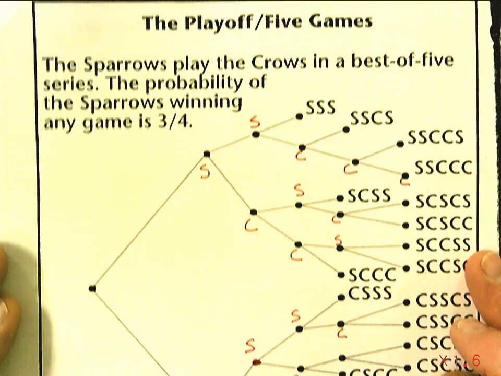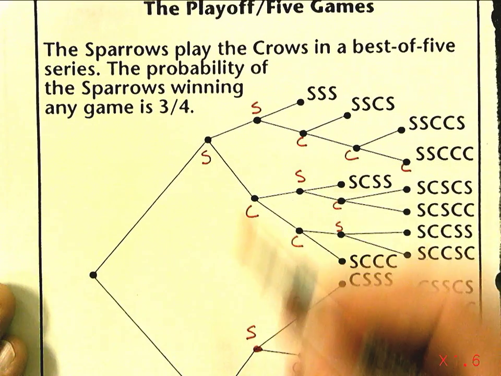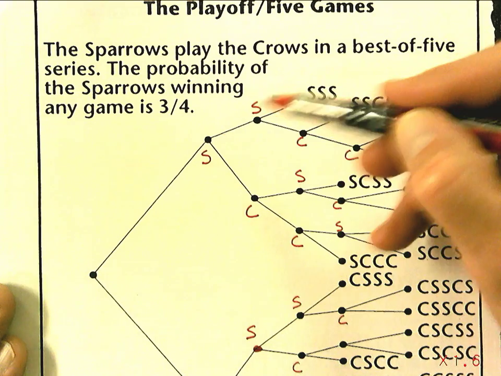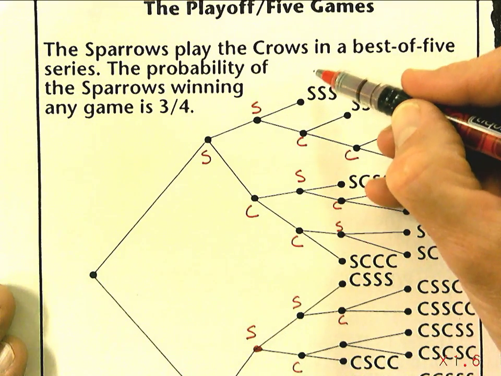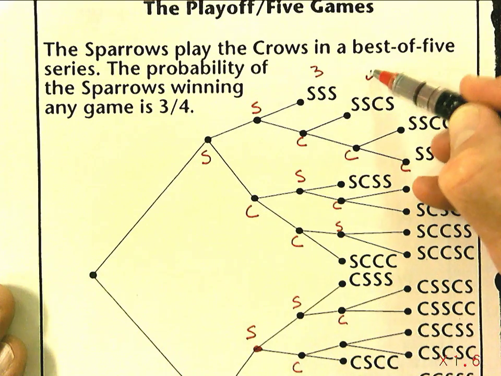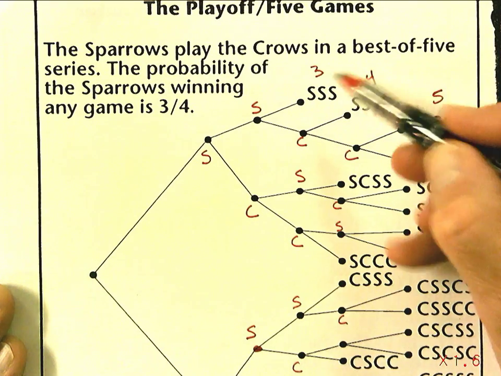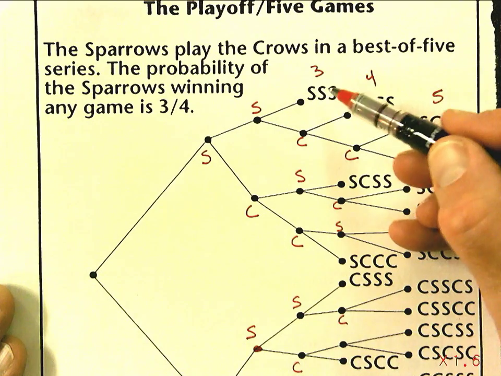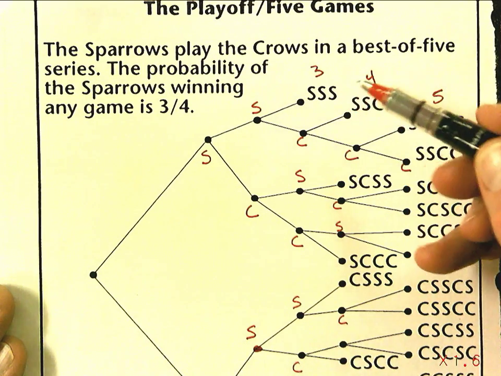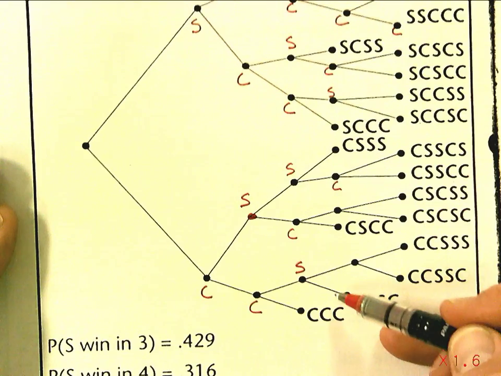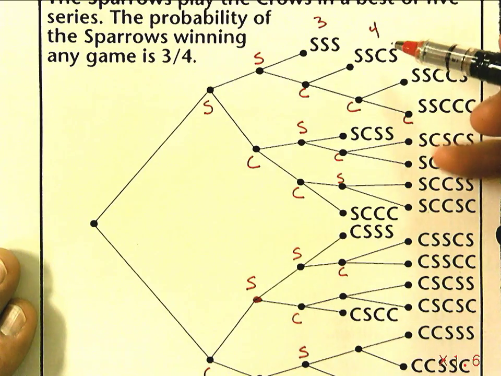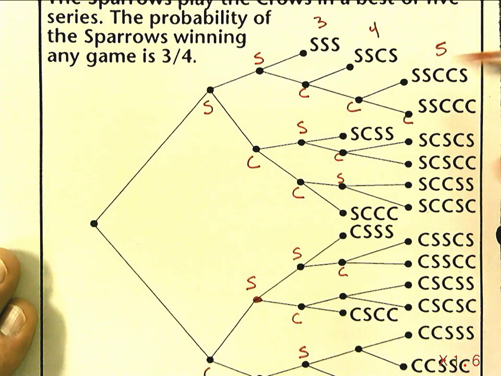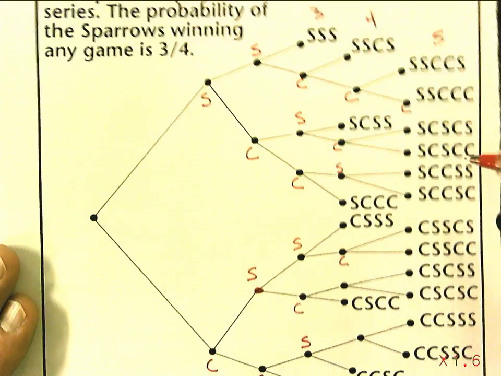If we look at this tree diagram, it's basically taking the games: first game, second game, third game is right here, so this is game 3, and then game 4, game 5. In some cases it's done after 3 games, because if the Sparrows win in 3, it's done. If the Crows win in 3, it's done. If not, then we go on to the 4th game, and if they're tied after 4 games, then we go on to that 5th game in the series.